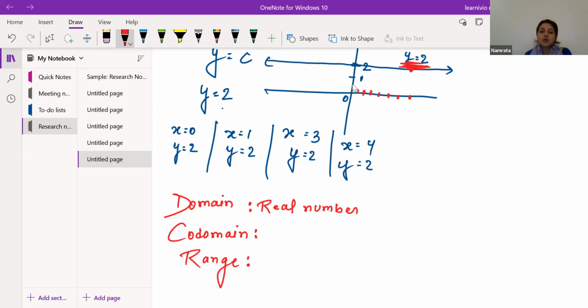So now what is the codomain? Yes, Lena, what's the codomain? 2. Yeah, for this one the codomain is 2. And when we say y equals c, if we are not talking specifically about 2, then the codomain will also be the real numbers, right? Yes, sir. And what is the range?